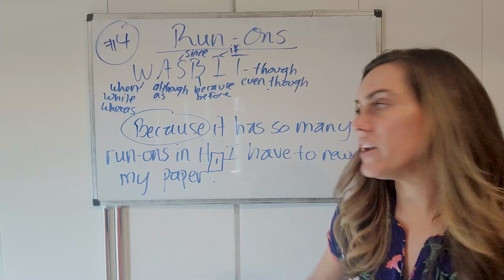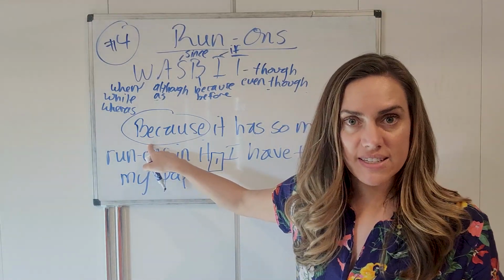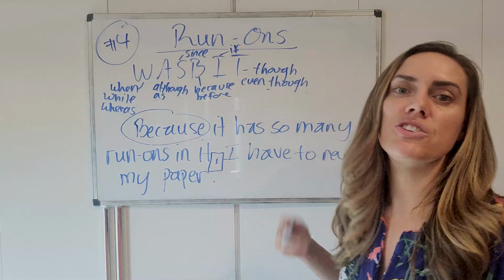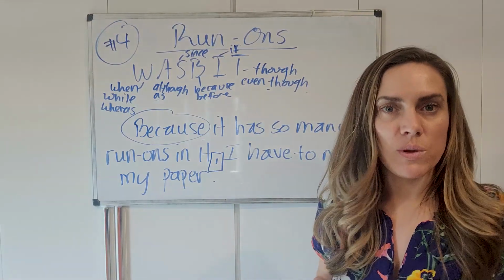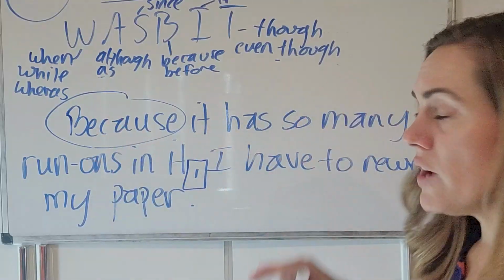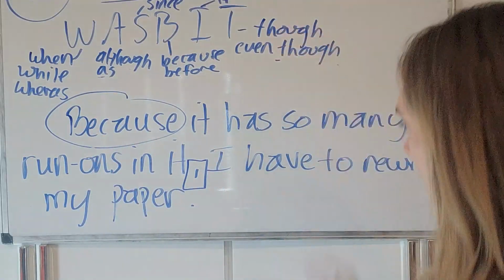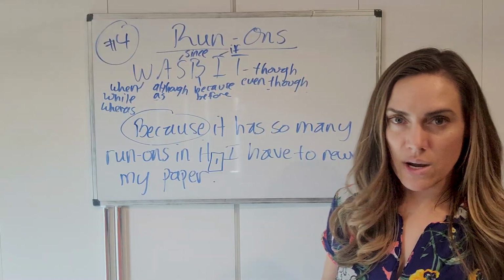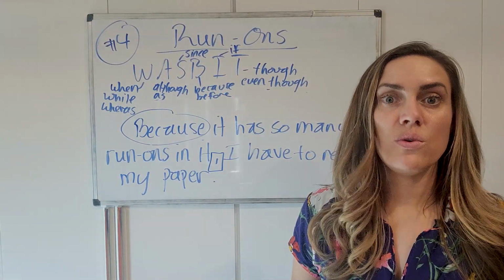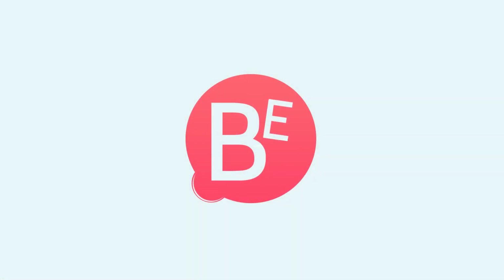So the rule is whenever you add a WASBIT to the beginning of a sentence, before that next sentence or clause, you need to make sure you have a comma because it helps with the flow of the reader, right? Because it has so many run-ons in it, I have to rewrite my paper. That's how it reads, okay? So those are the 4 ways that I like to teach my students to avoid and fix run-ons.